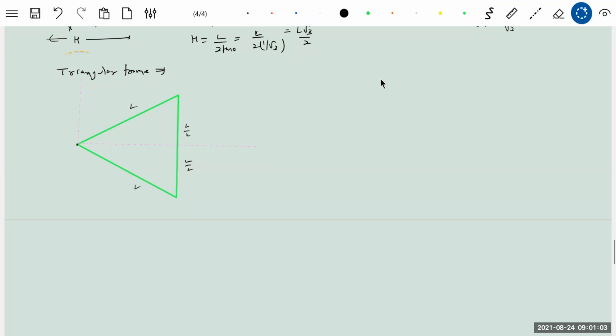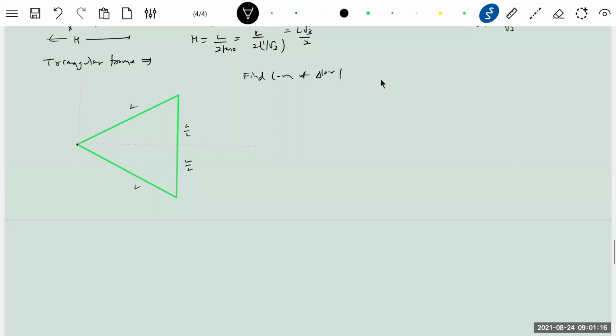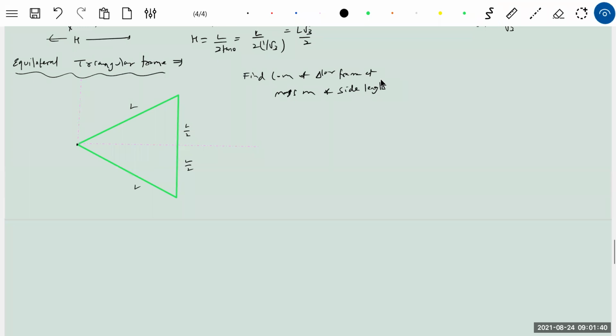Okay, all of you, a triangular frame is different from a plate. So find the center of mass of an equilateral triangular frame of mass M and side length L. I'll write it. How do we bring this? Now, what is the method?